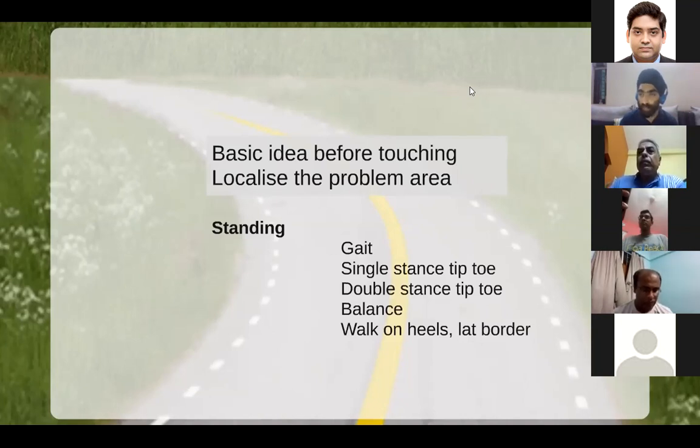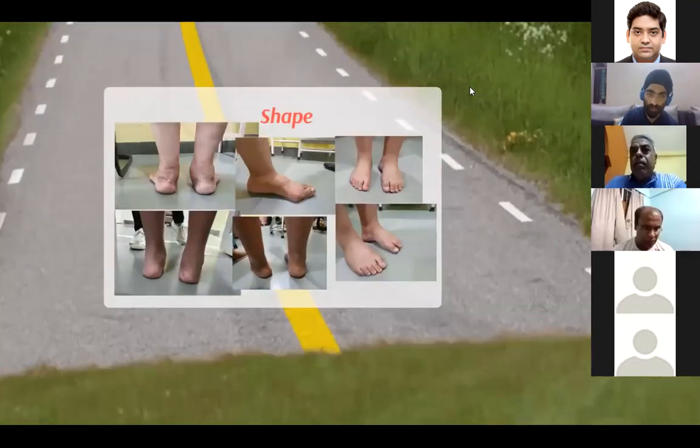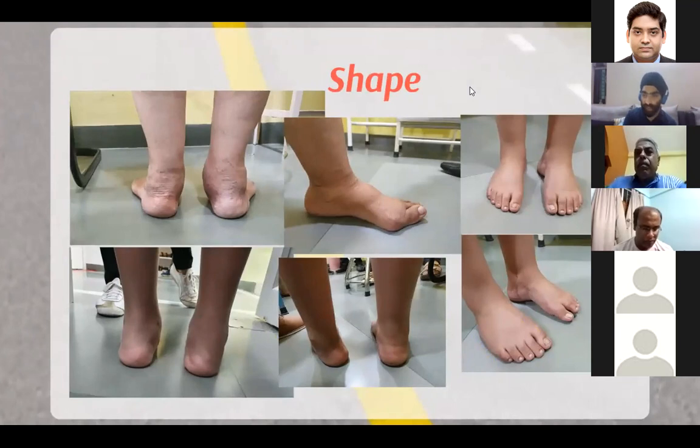So you start with the patient standing. As the patient comes to you, you start with the gait, and then you do a tiptoe standing. You look at the shape of the foot in tiptoe standing, both the single stance and the double stance, and then balance, and walk on heels and the lateral border of the foot. So that's what we start off with. This is the shape of the foot that we can usually make out.